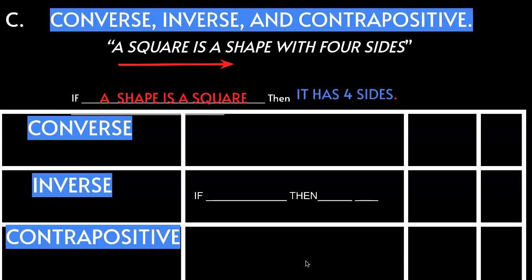The hypothesis is the shape being a square. The conclusion is it has 4 sides. This is true. And we'd write it as P implies Q. So the original is P arrow Q.